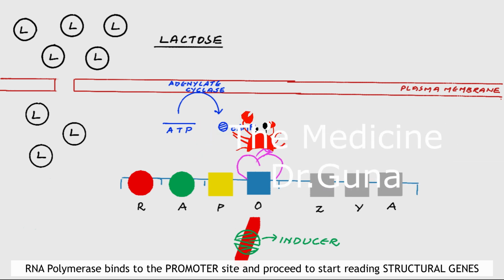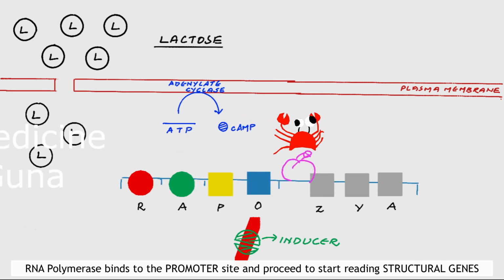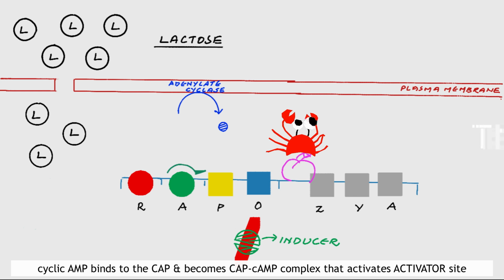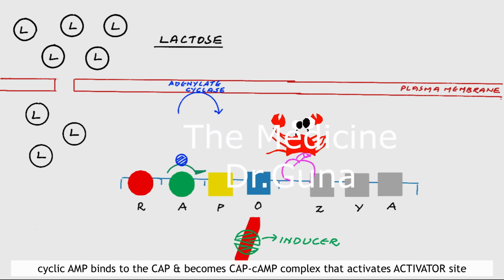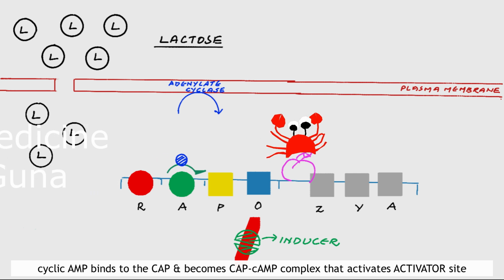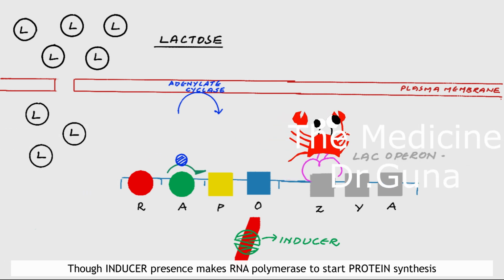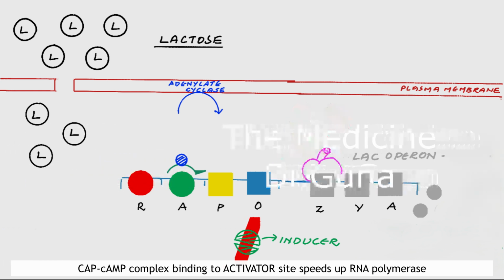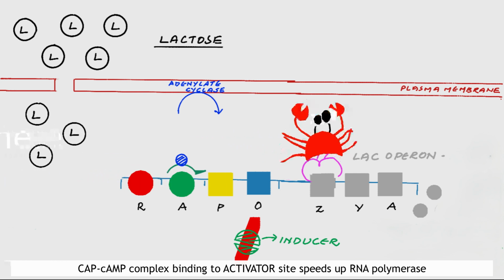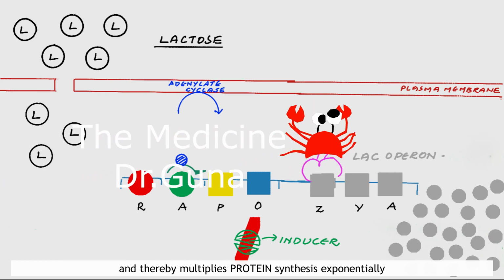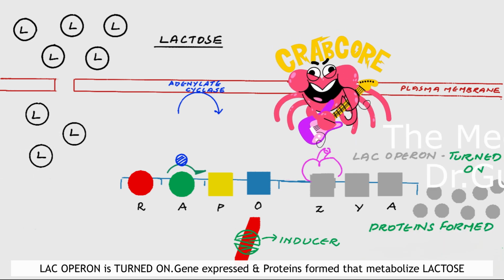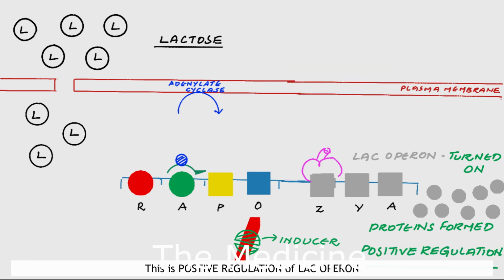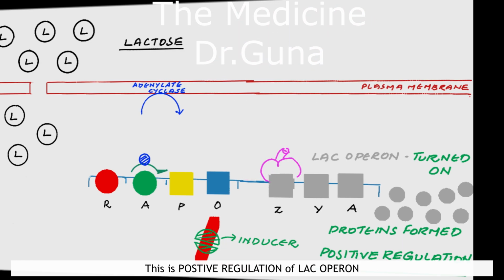RNA polymerase binds to the promoter site and proceeds to start reading structural genes easily. Further, adenylyl cyclase converts ATP to cyclic AMP. Cyclic AMP binds to CAP and becomes the CAP-cAMP complex that activates the activator site. Though inducer presence makes RNA polymerase start the protein synthesis, CAP-cAMP complex binding to the activator site speeds up RNA polymerase and thereby multiplies protein synthesis exponentially. Lac Operon is turned on, genes express proteins that metabolize lactose. And this is positive regulation of the Lac Operon.